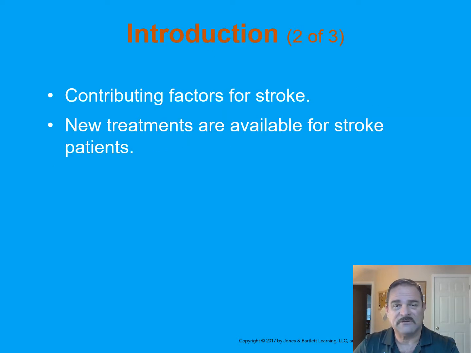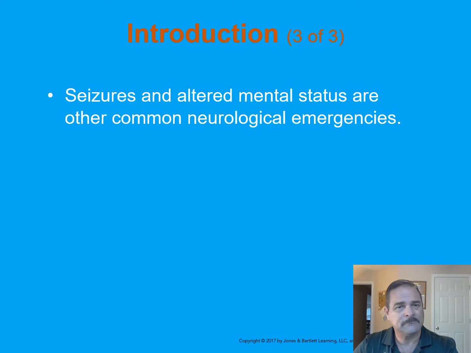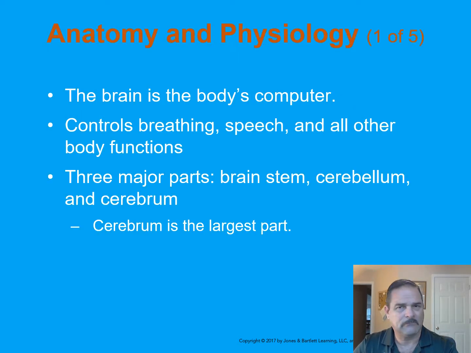All right, contributing factors for a stroke, there are several. And there are several new treatments that are available for stroke patients. Seizures and altered mental status are other common neurological emergencies, and we will be covering those as well within this particular lecture. All right, so anatomy and physiology of the neurovascular system, the neurological system.